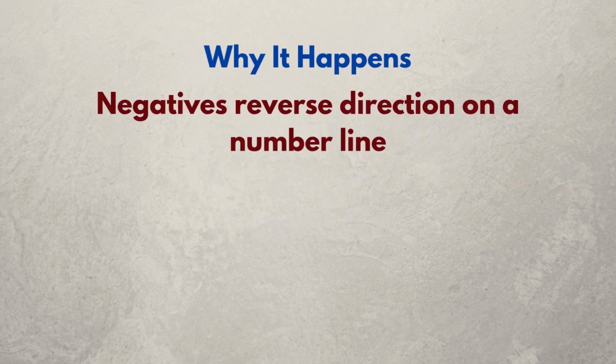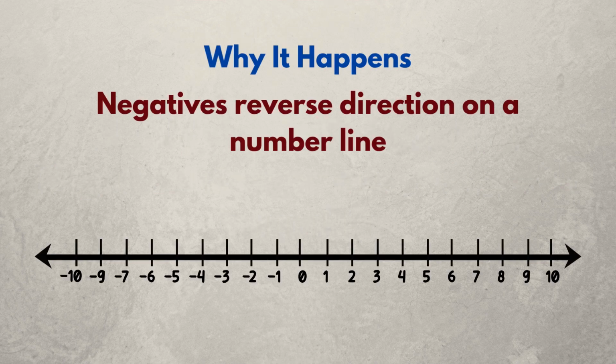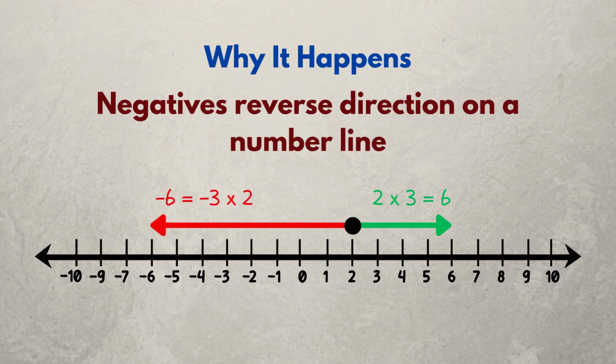Why do we flip? Because a negative reverses direction on the number line. Multiplying or dividing by a positive number keeps everything moving in the same direction, but multiplying or dividing by a negative number turns the number line backwards. Smaller numbers become bigger, and bigger numbers become smaller. That's why you have to flip the inequality sign to keep the statement true.